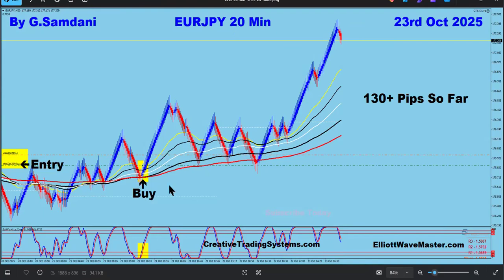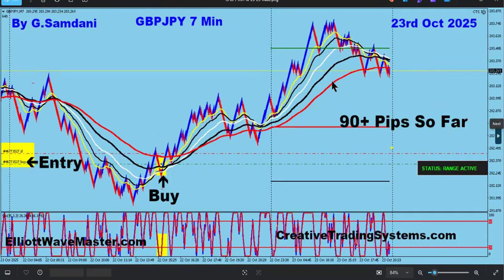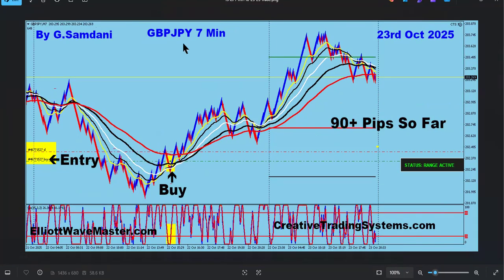Yen is getting weaker because of that lady prime minister they have now, and she is very dovish about the yen. So yen is losing, and then all yen pairs are going to the upside. So be careful. And this is pound yen, and this entry is on the 22nd, close on the 23rd.